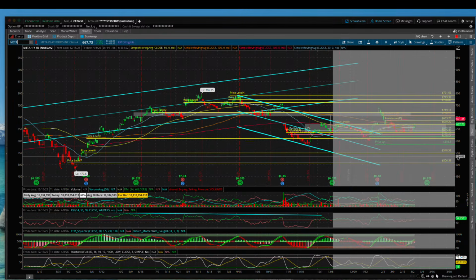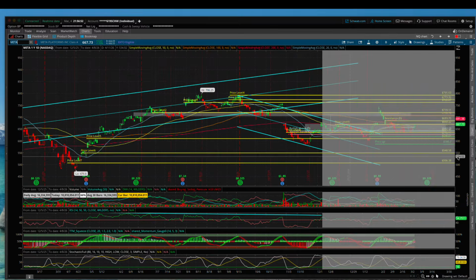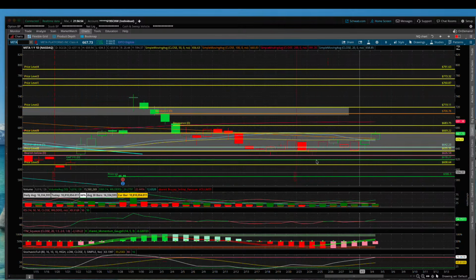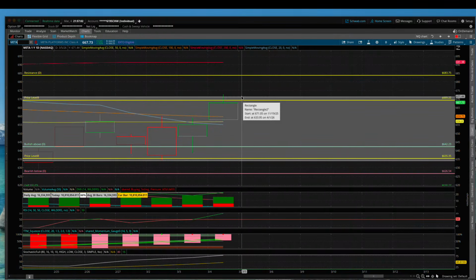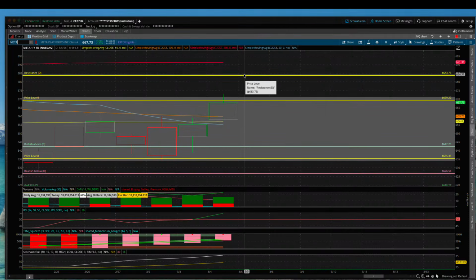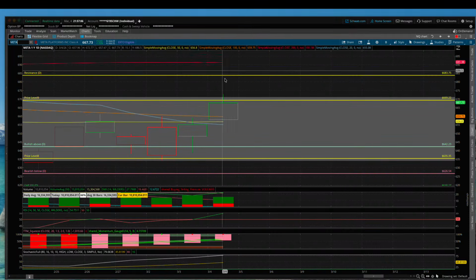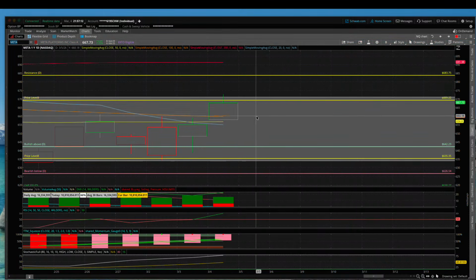Okay, Meta, chopping around inside of this box. It needs to get past that 670 to 150, and then we could go 683 to 691. But again, like I said, pull back tomorrow and then we go Friday or later on tomorrow.